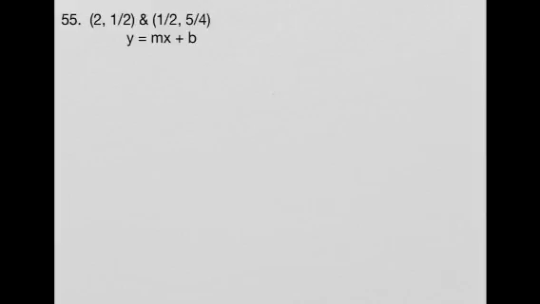So I'm going to start off with m. m equals 5/4 minus 1/2, divided by 1/2 minus 2. Okay? So in the numerator, we need a common denominator, right? So up here, we need to get the same denominator.